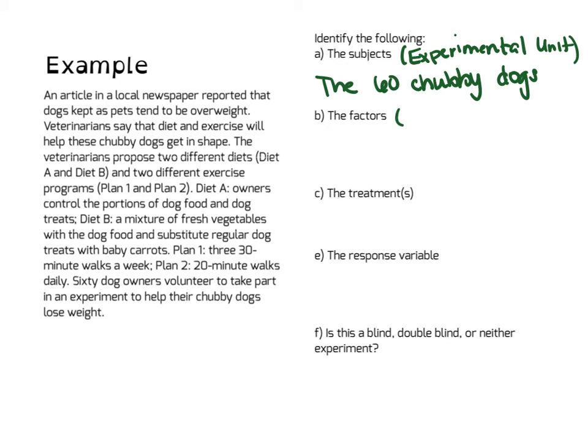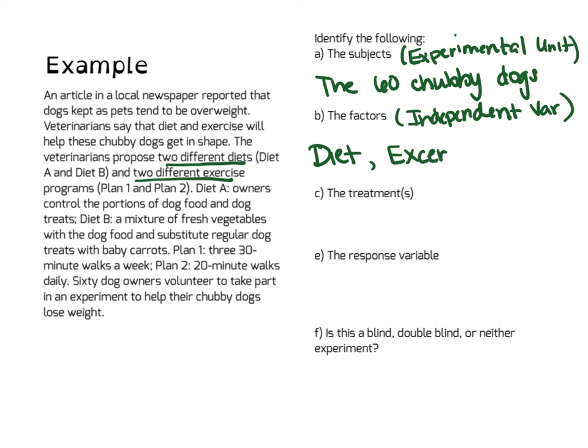And the factors are what we call our independent variables. These are the independent variables. So my independent variables here are the variables that I can manipulate or change, and in this case there are going to be two variables. They told me right here that they proposed two different diets and two different exercise plans. So the variables that can be manipulated or changed are diet and exercise.